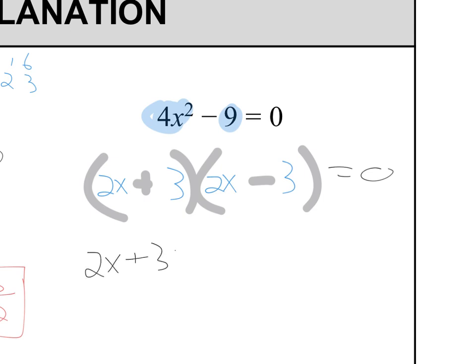2x plus 3 equals 0. 2x minus 3 equals 0. With both of these, to solve, I'm just going to move the 3 to the other side and divide by 2. Or we could use that shortcut, the opposite of the second number, divide by the first. Either way works. We're going to get x equals negative 3/2. X equals positive 3/2.